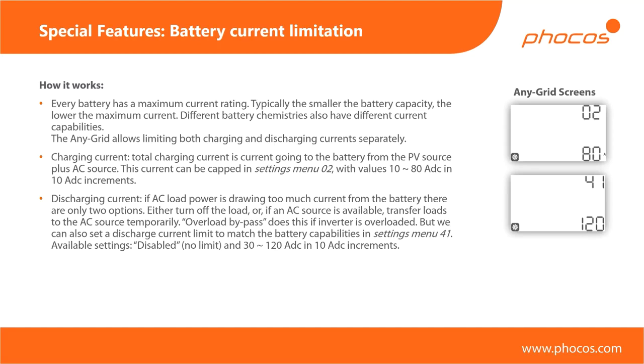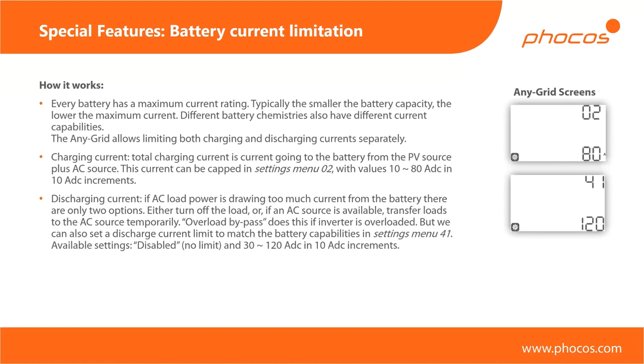In this case, you can say, well, let's take the same 40 amps, for example. My battery can only handle 40 amp discharge current. Then in settings menu number 41, you can just set that up. And then automatically, as soon as it detects that your battery is being discharged with more than 40 amps, it will temporarily switch over to the grid. Obviously, if the grid is available. If it's not available, the only thing you can do is shut down.